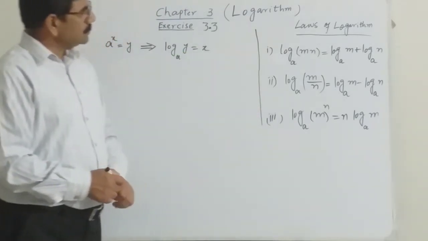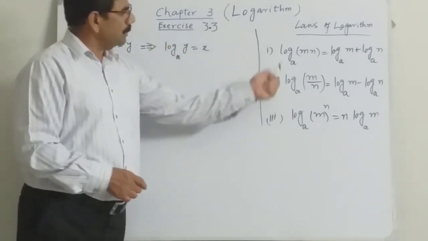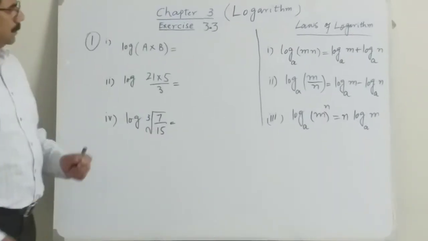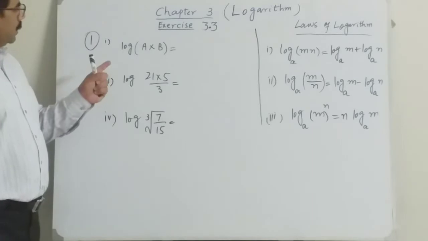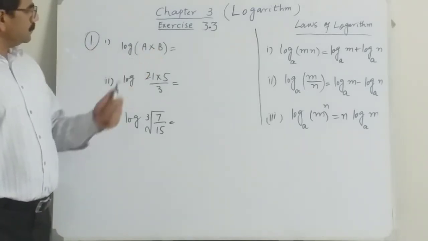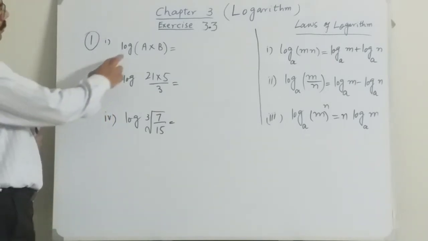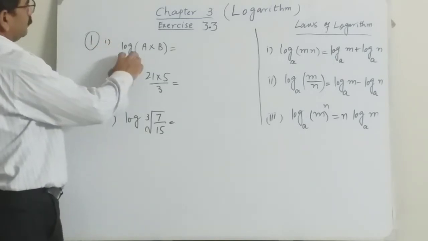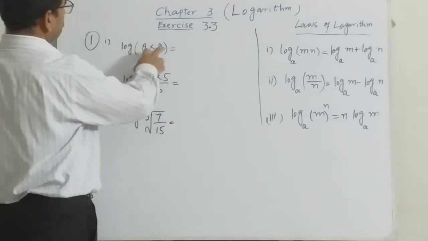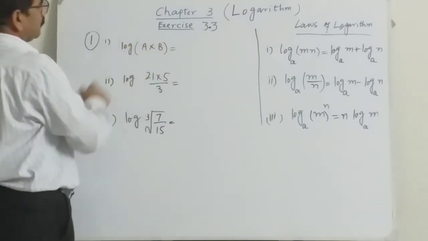Now we will solve exercise 3.3 to study the applications of these three laws. In question number 1, we have to write the given logarithmic form of the numbers into sums or differences. Now, in part 1, we have to express this statement as a sum or difference of the logarithms of those two numbers. Log of a multiplied by b.